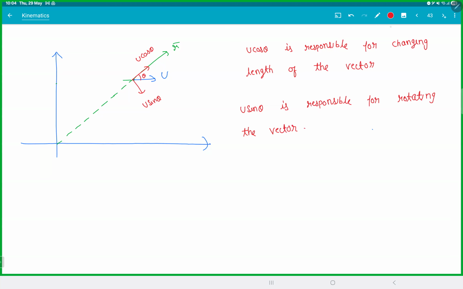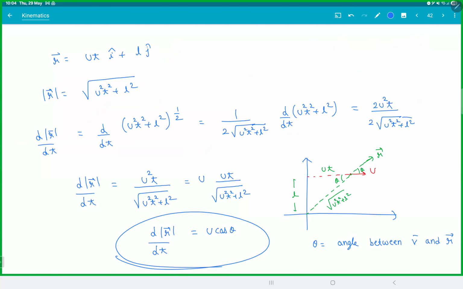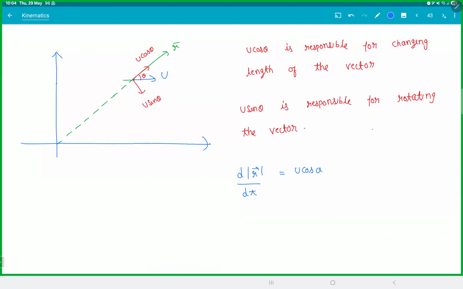Now, once you got this theoretically, ask yourself, what is d mod r by dt then? d mod r by dt is the rate of change of length of the vector. Who is responsible for changing the length of the vector? u cos theta. Isn't that the same thing we proved? The reason we are getting u cos theta is because the velocity has two components, u cos theta and u sin theta. One is stretching the vector and one is rotating the vector. So when you say d mod r by dt, that mod r is simply the magnitude. So the rate of change of magnitude is u cos theta.